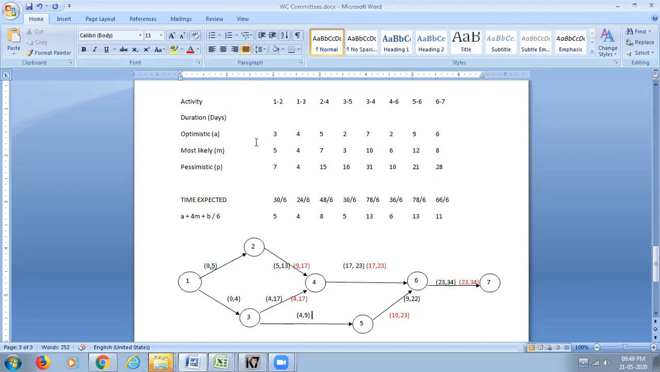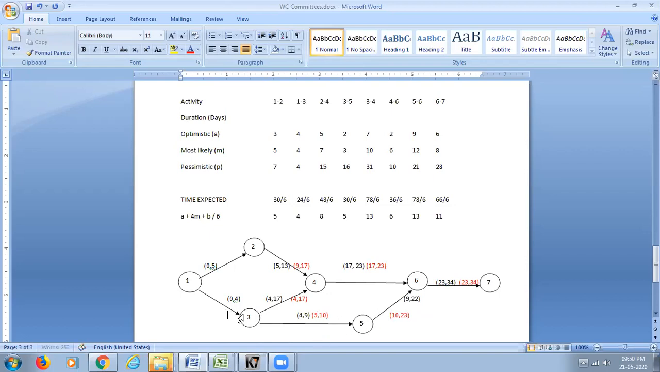Similarly, 3 to 5. The starting time of 5 to 6 is 10, which means 3 to 5 should complete at 10. In that case, 3 to 5, the duration is 5. 10 minus 5, it should have started at 5.